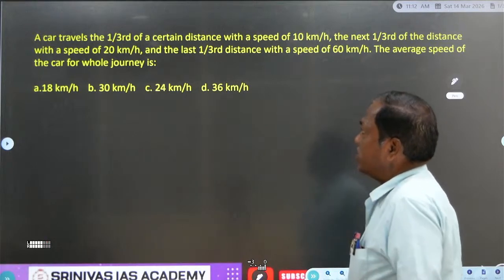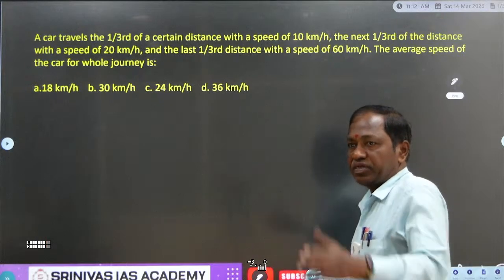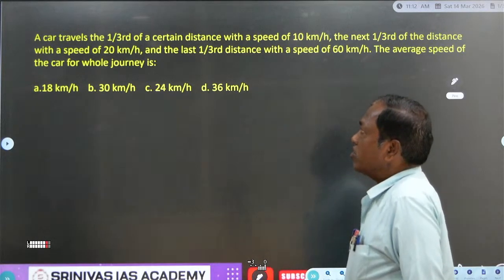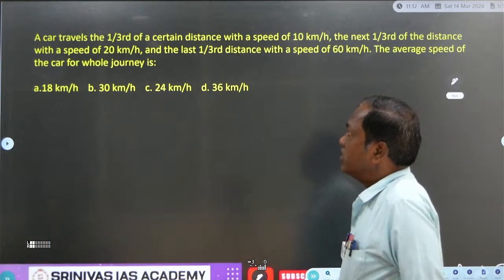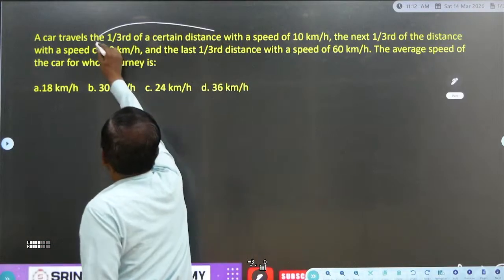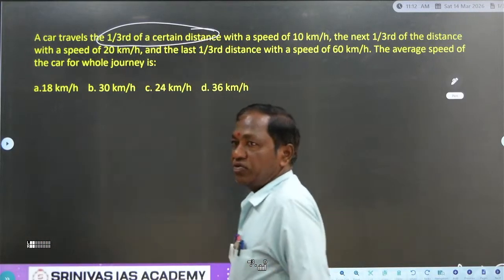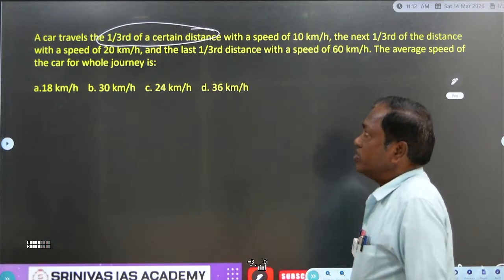A car travels, because these are the example questions taken based on the formula. A car travels 1/3 of a certain distance. A car travels 1/3 of the distance. See that? 1/3 of the distance. So what we need to note are the points. A car travels. Traveling is okay.